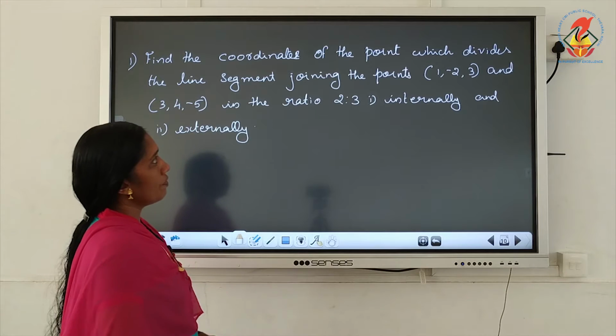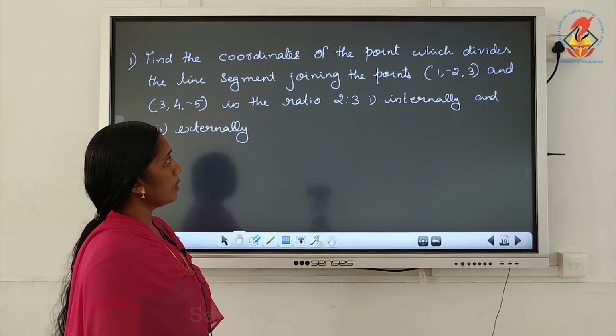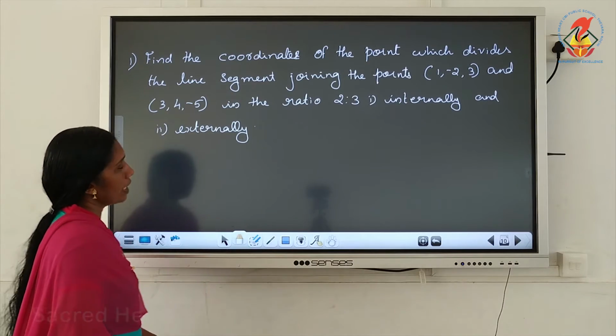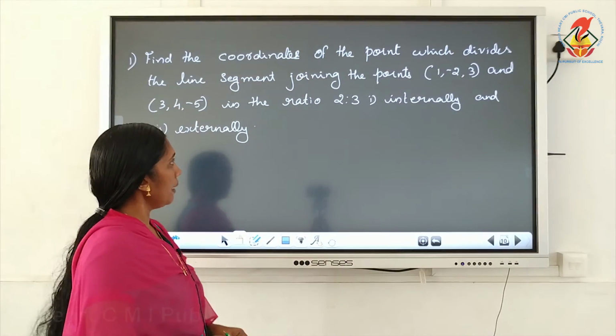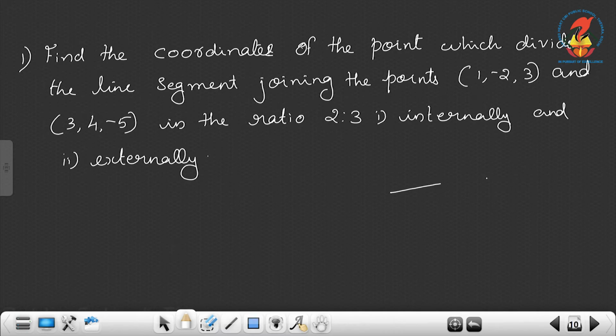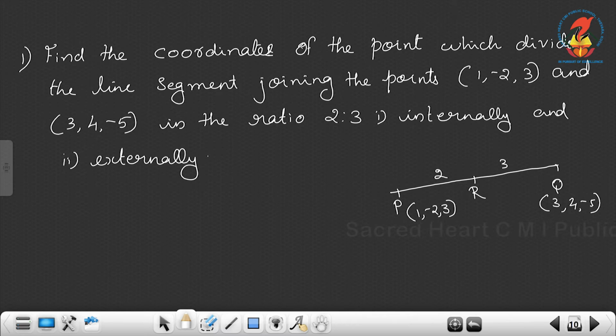Find the coordinates of the point which divides the line segment joining the points (1, minus 2, 3) and (3, 4, minus 5) in the ratio 2 is to 3 internally and externally. So here we have given 2 points P and Q. Let R divide PQ in the ratio 2 is to 3. P is (1, minus 2, 3) and Q is (3, 4, minus 5). Okay.